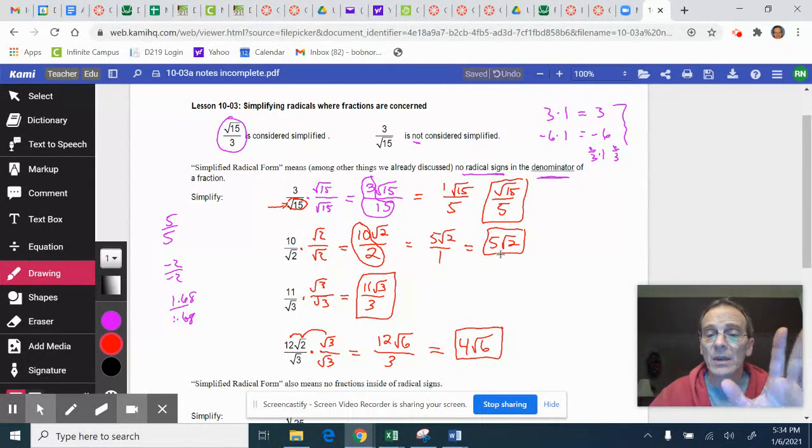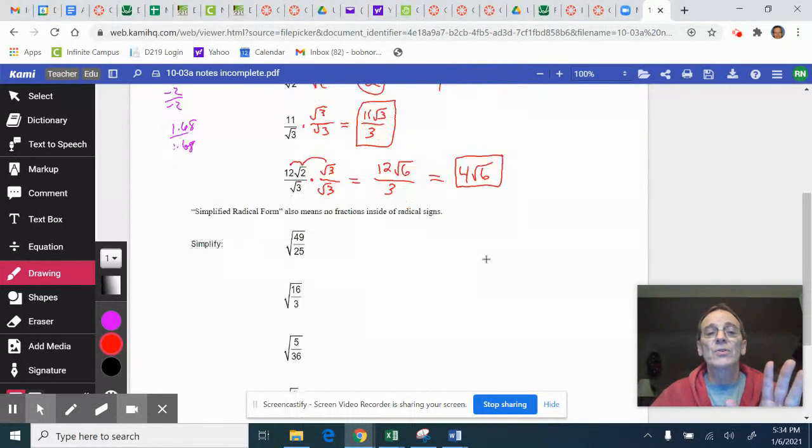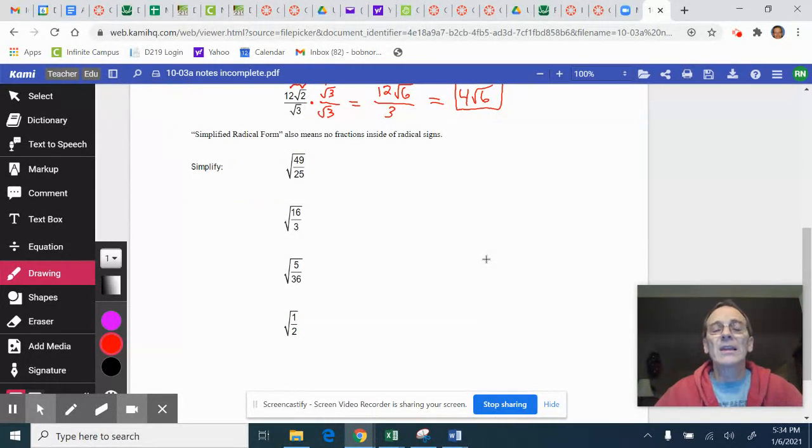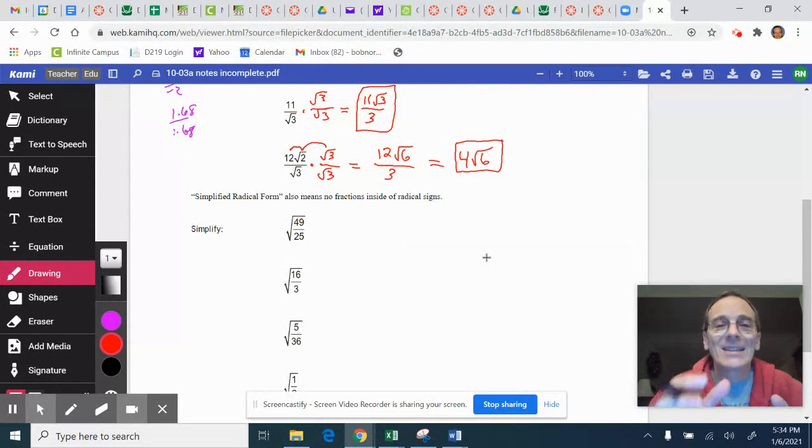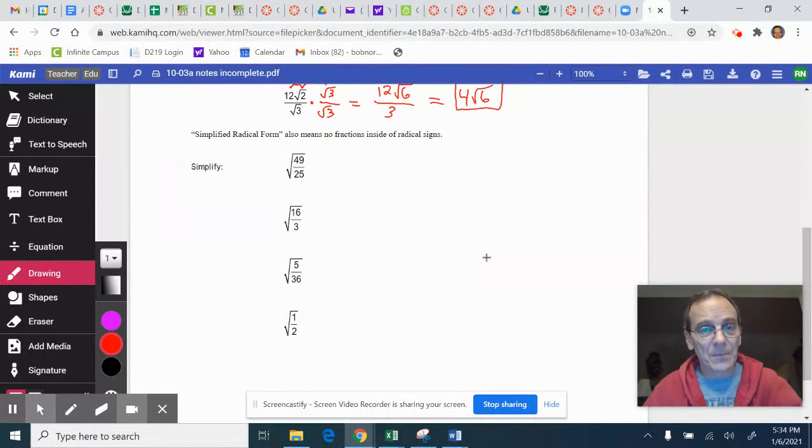Remember, the numerator is okay, denominator is not good. Also, we don't leave fractions inside of radical signs, whole entire fractions inside of radical signs. So again, we want to rewrite these expressions, make them look different, not change the value though, but make them look different so that there is no longer a fraction inside of the radical. We only want whole numbers inside of radicals, not fractions and not really decimals either.